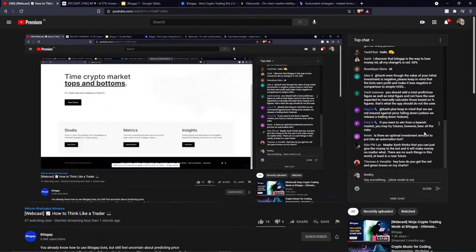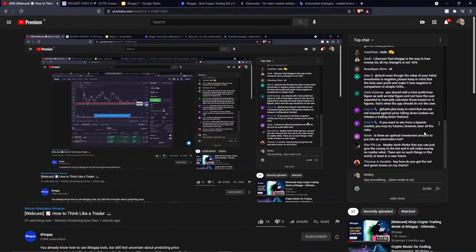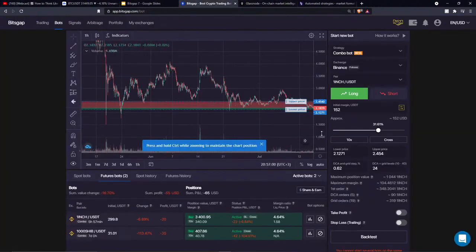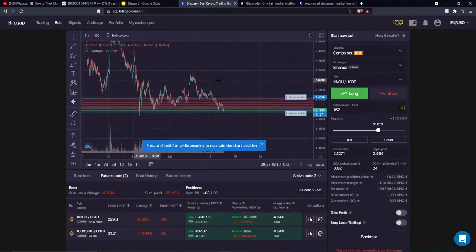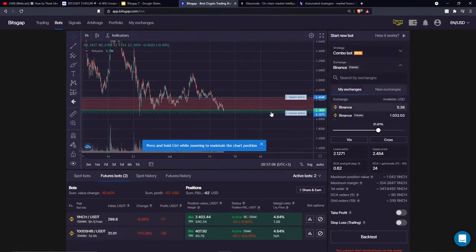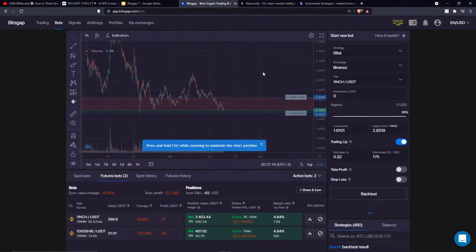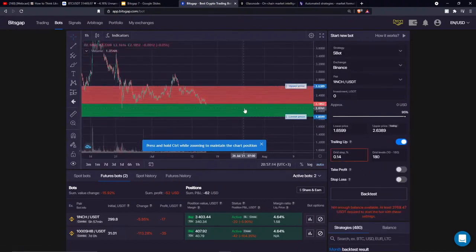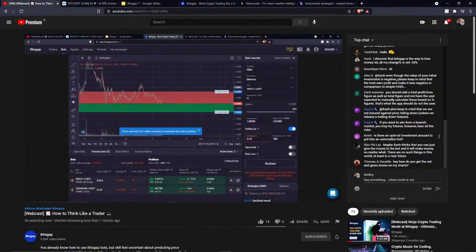How do you get the red and green boxes on the chart? That's the question from Thomas. So what do you mean by green boxes? Like this one? Or you mean, for example, if I go to the spot market and here I have these lines, like the green one and the red line, is that your question, or what do you mean?